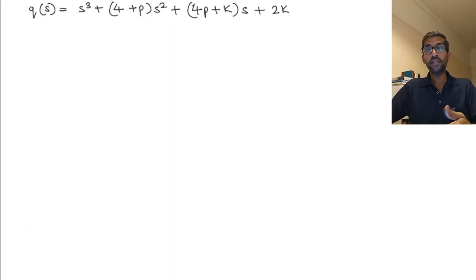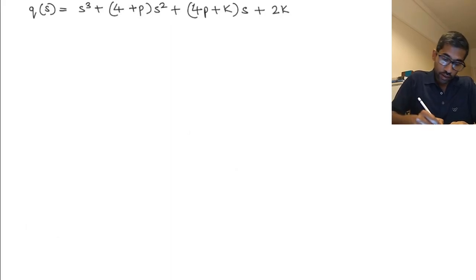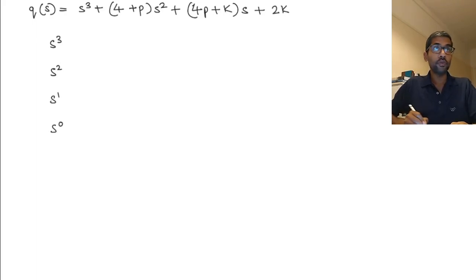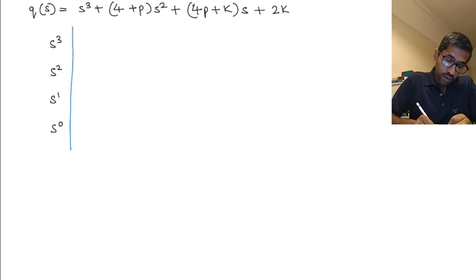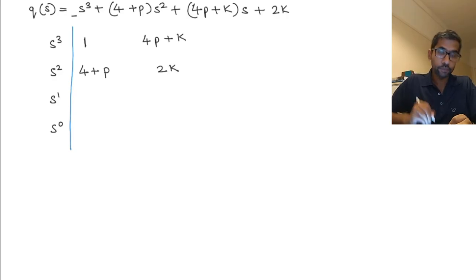We start to evaluate the stability of the system by making the Routh array. How do we make the Routh array? We write s cube, s square, s to the power 1, and s to the power 0 on the left hand side, and then we populate the first two rows of this array. What do we populate it with? The coefficient here, which is going to be 1. Then we get 4 plus p here, then 4p plus k here, and 2k here.